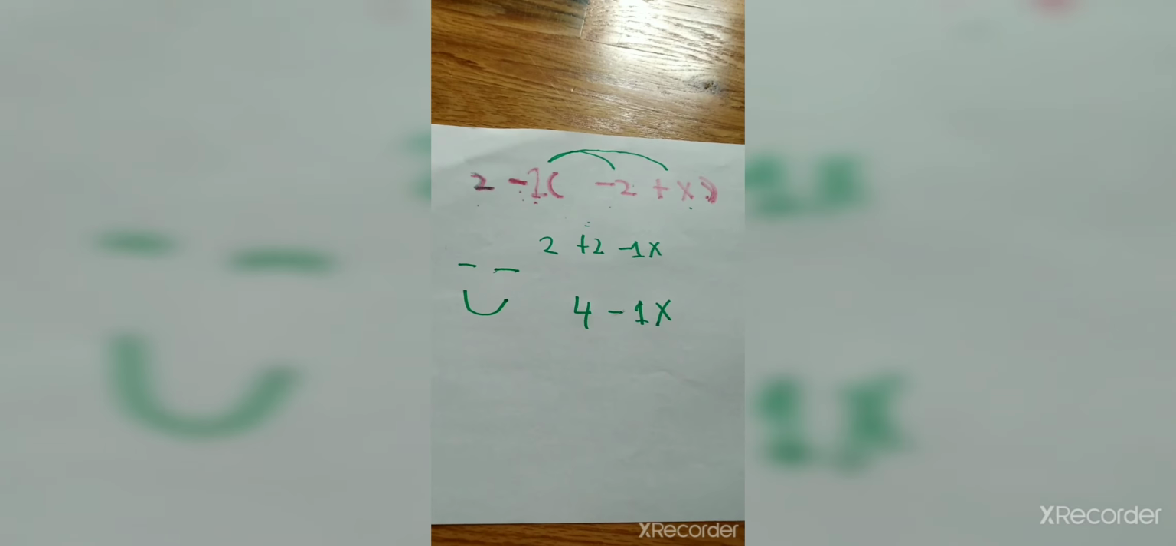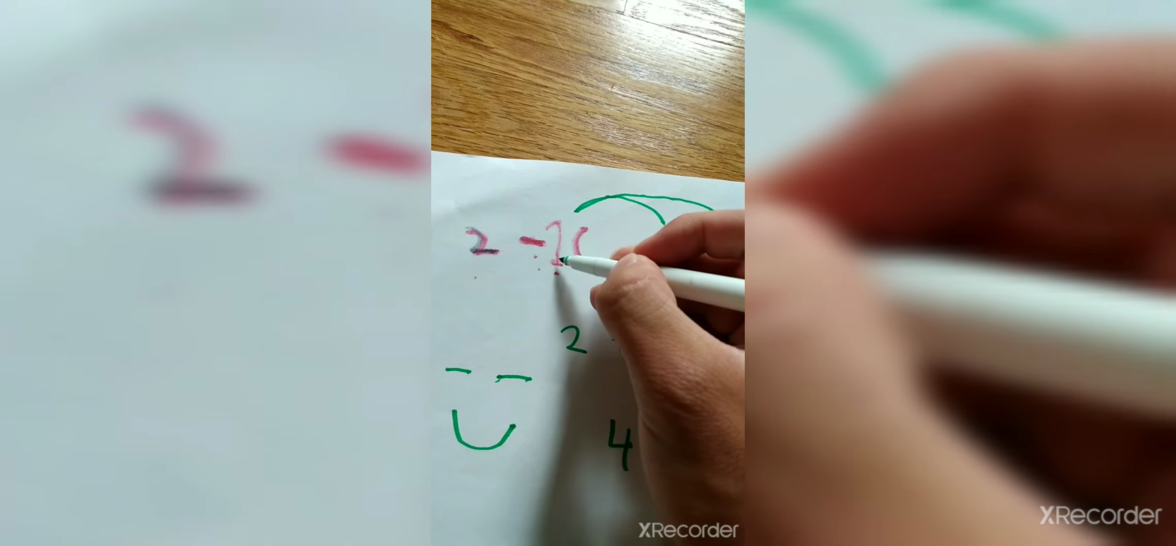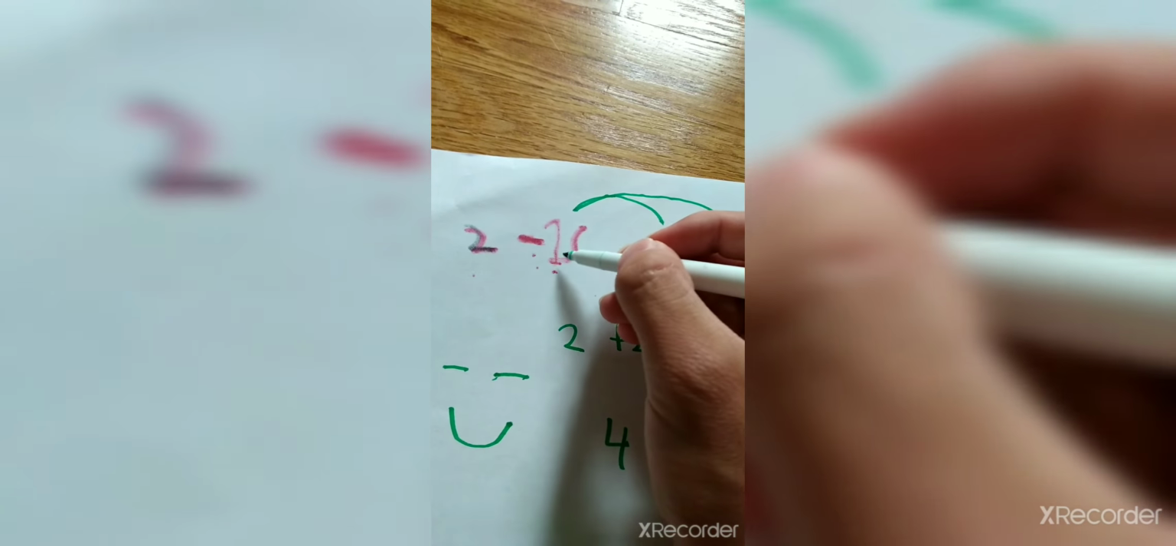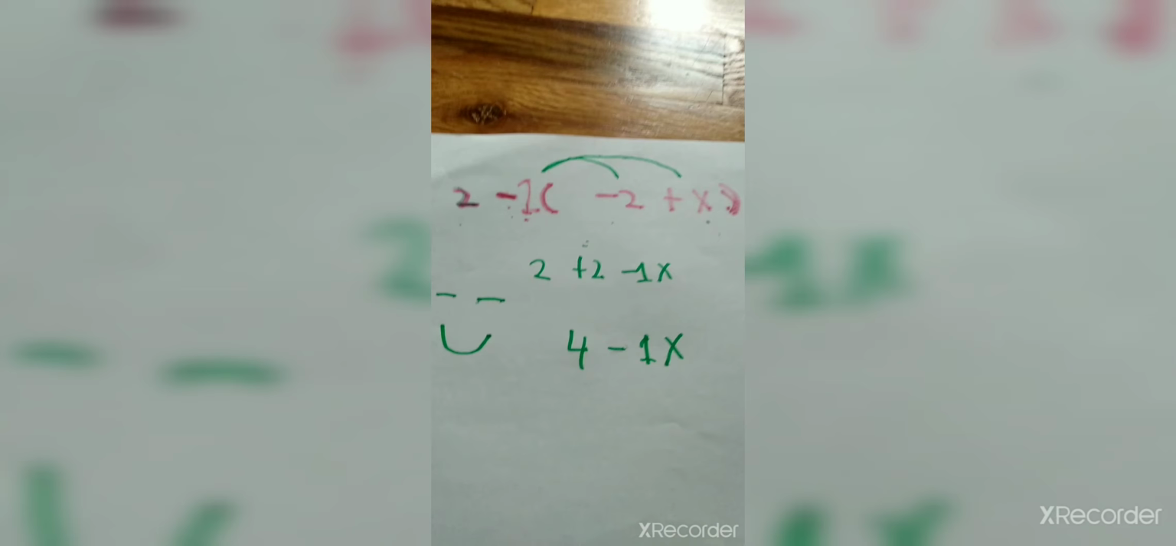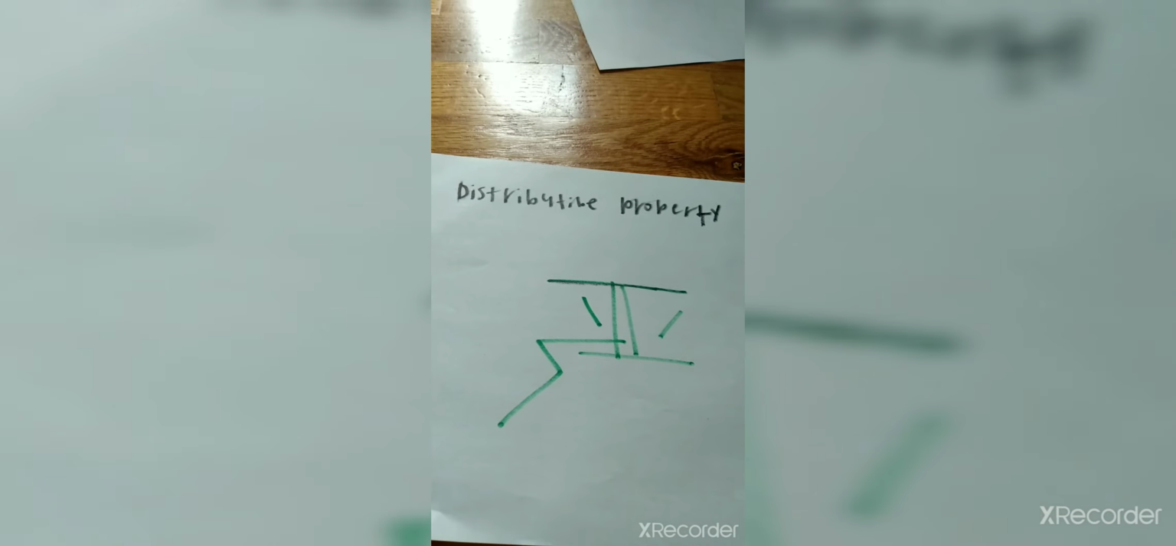So there we go. When we have a negative in front of parentheses, always think of it as a -1, because that negative is something. I hope this video has helped you refresh your memory or learn about the distributive property.